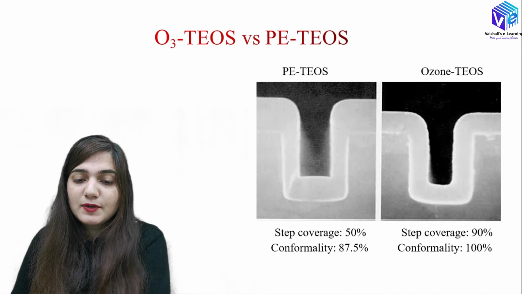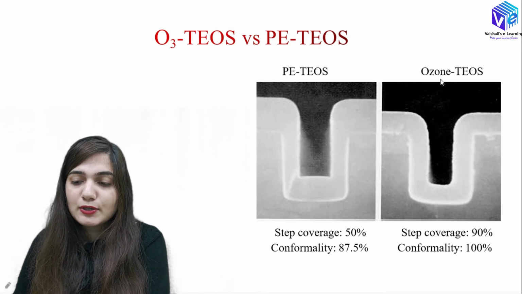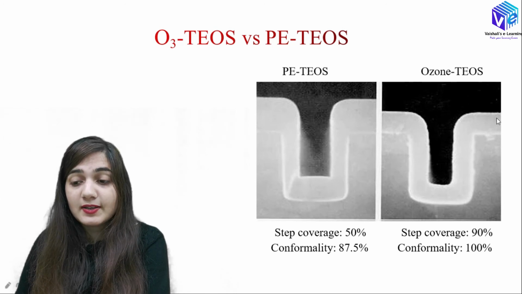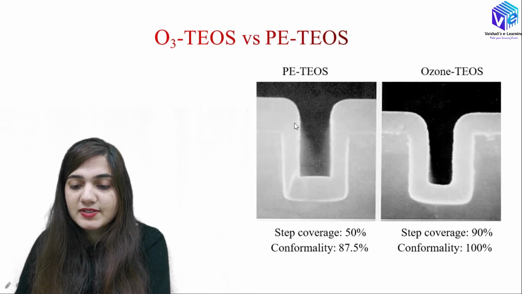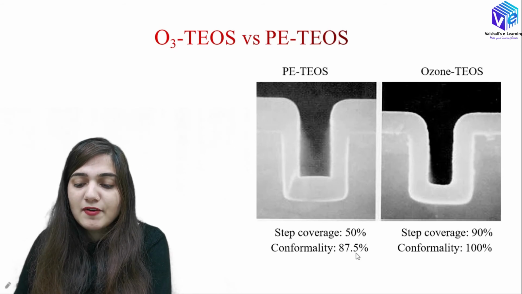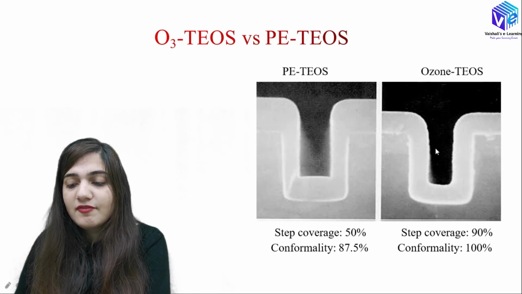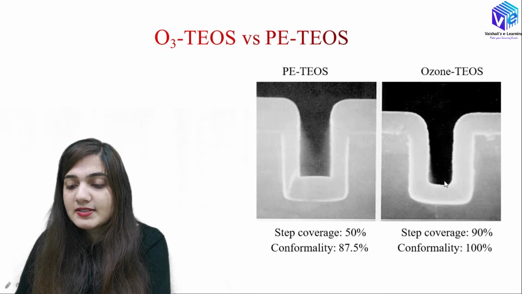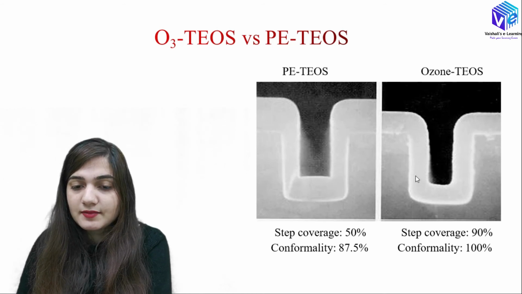So you can see the difference between O3 TEOS and PETEOS. When I am using PETEOS, the step coverage is around 50%. But when I am using ozone TEOS, the step coverage is around 90%. Conformality is 87.5%, which means the ratio of the width of the lower layer deposition to the width of the upper layer deposition is 87.5, and I am not getting a very uniform deposition. Here the conformality is 100%, which means the uniformity is very high in this case.